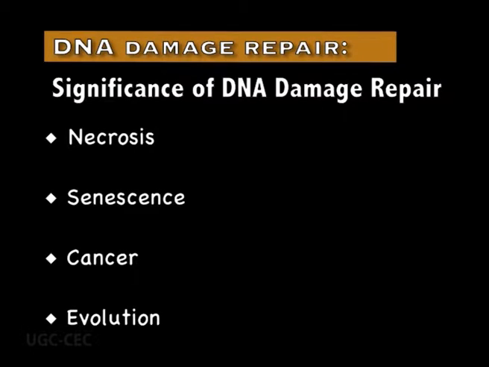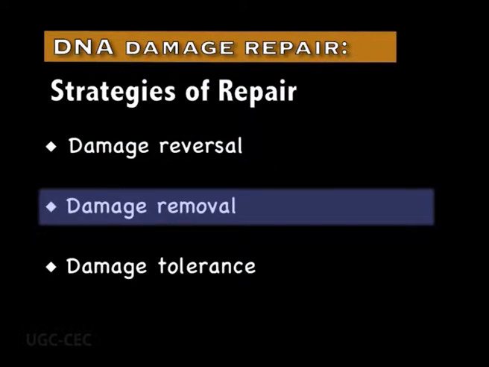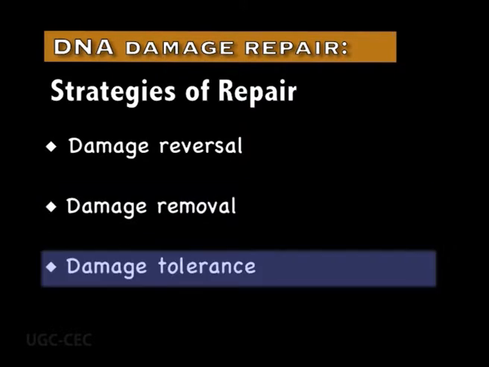If the DNA repair is impaired, that gives rise to necrosis, senescence, a differential rate of evolution, as well as tumor leading to cancer. Let's talk about the differential strategies of repair. It includes damage reversal, where the earlier stages of DNA damage can be reversed back, or removal, where just by breaking the phosphodiester bond the damage can be excised out, or tolerance by replicational bypass, translesion polymerase or recombinational repair, where the damage can be tolerated.